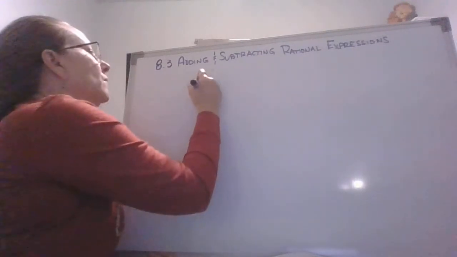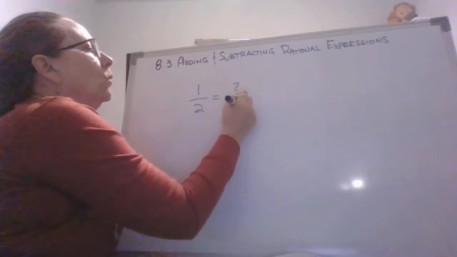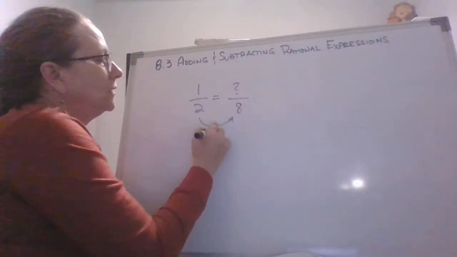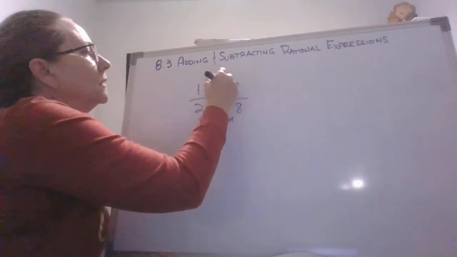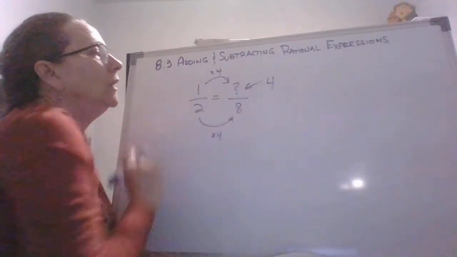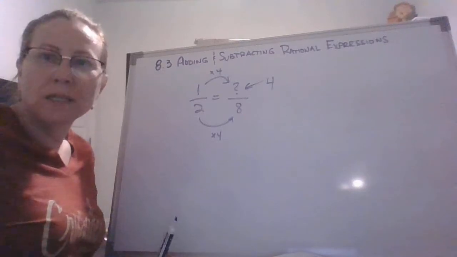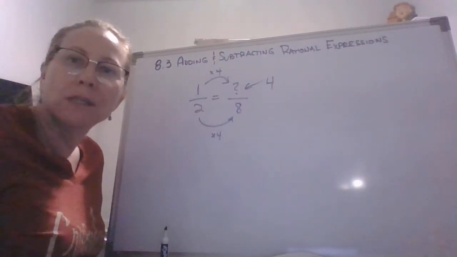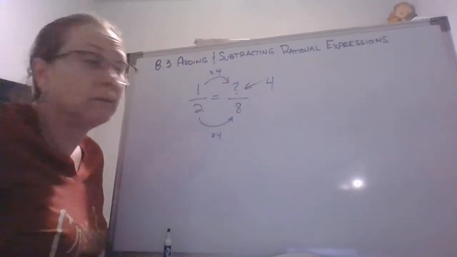Or, for example, if I said, hey, let's change a half into what over 8? Well, 2 times 4 is 8. So 1 times 4 would give us 4. And 4 over 8 would be our new fraction. So we're going to do a simpler step. Now that we know how to get the LCD, we're going to do a similar step with changing the numerator.